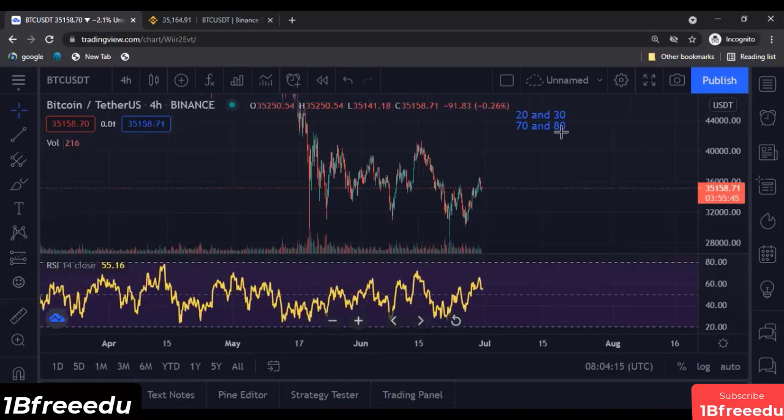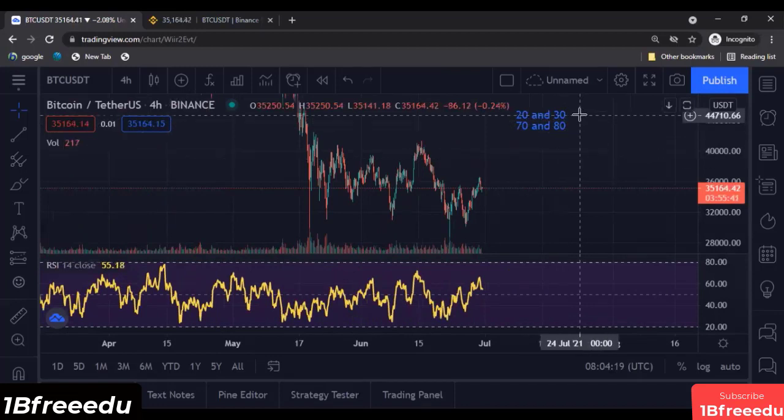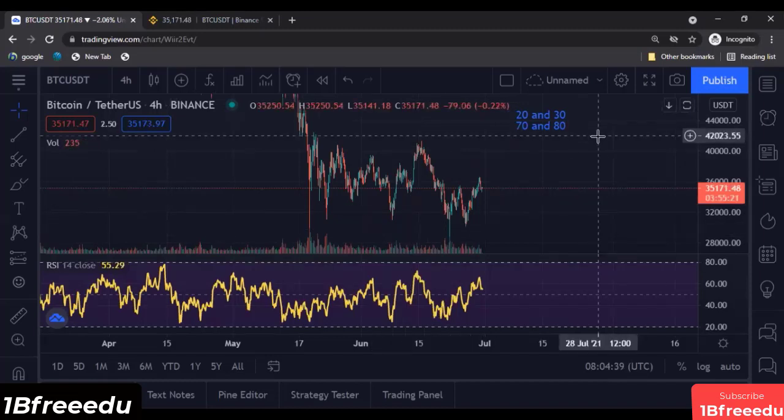A value between 20 and 30 shows us that this coin has been oversold. It means that the bears are much more active than the bulls, and this coin has been sold in such quantity that the price has fallen, but it is now too undervalued. So if the RSI is between 20 and 30, we would consider taking a trade.